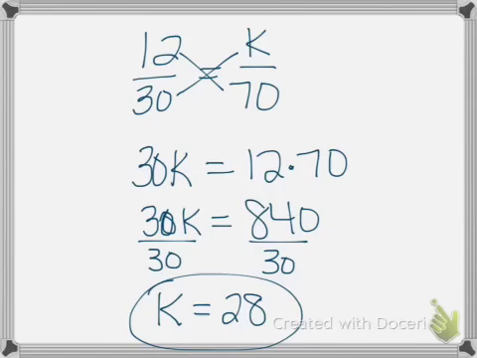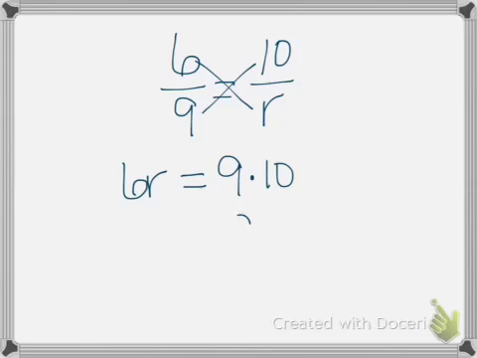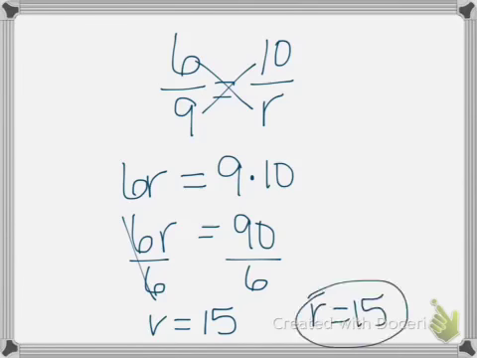Let's try another example. All right, so now we have 6 over 9 equals 10 over r. We want to figure out what r is. So use your cross products. 6 times r is equal to 9 times 10. Simplify 9 times 10 to 90. And then to get r by itself, we're going to have to divide by 6 so it cancels out. Divide by 6, and 90 divided by 6 is going to give you 15, so r equals 15.